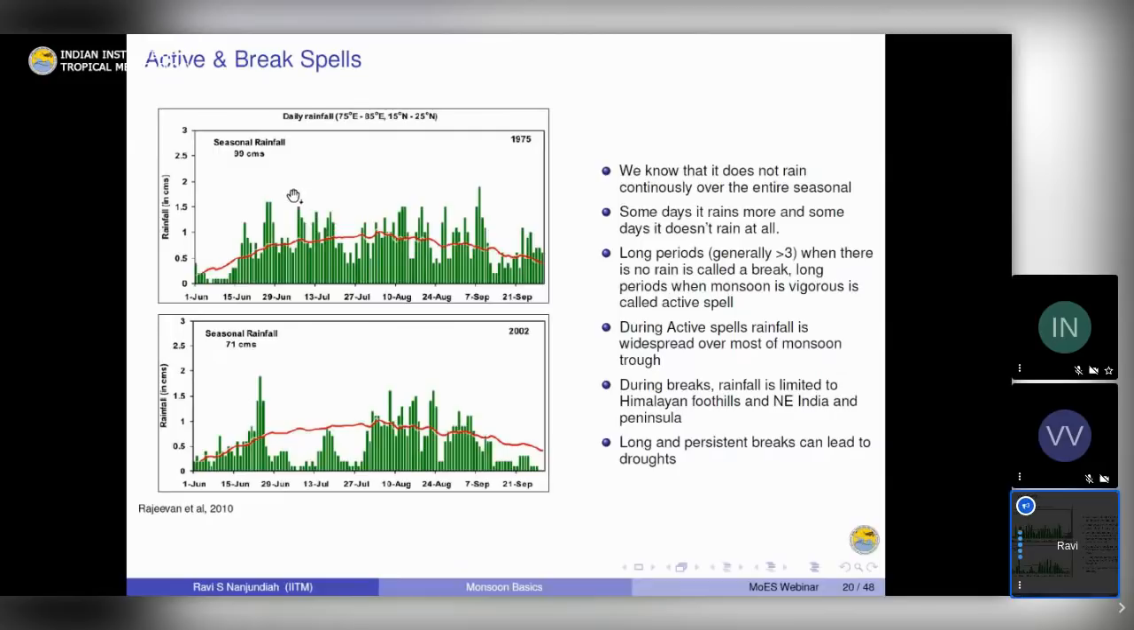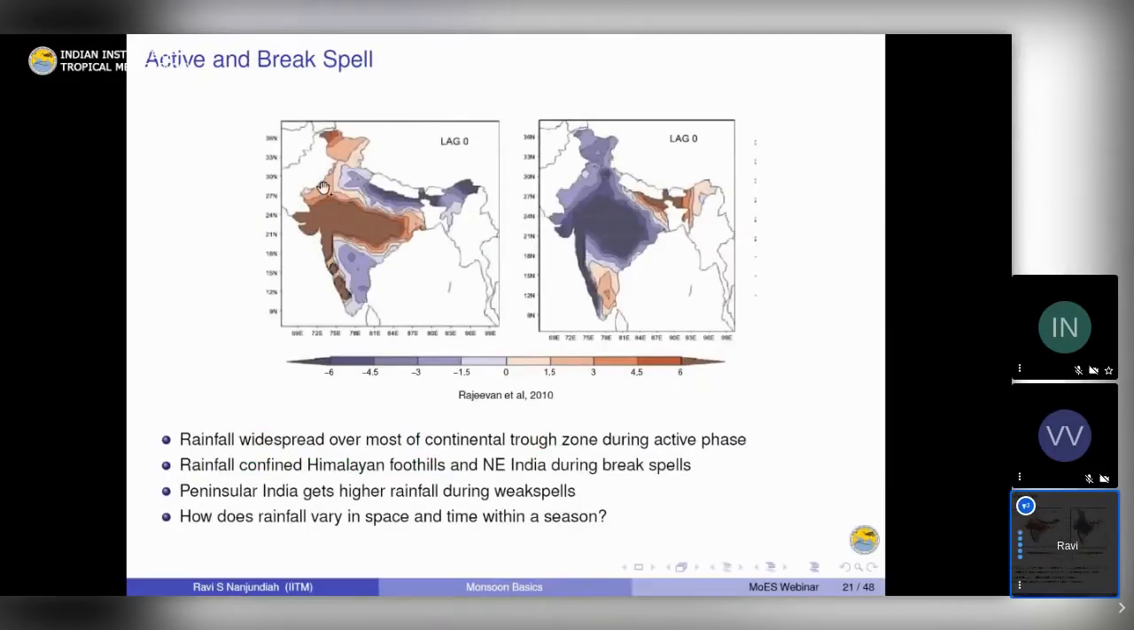So these spells where it is very intense, we call the active spells, and the times when it is weaker and there's not much rain is called a break spell. And if we look at the spatial structure of rainfall, during strong spells, this is where most of the rain happens. That is what we call the monsoon convergence zone, or the MCZ, and of course quite a bit of rainfall over the western parts. But the northeastern region gets very little rainfall at that time.